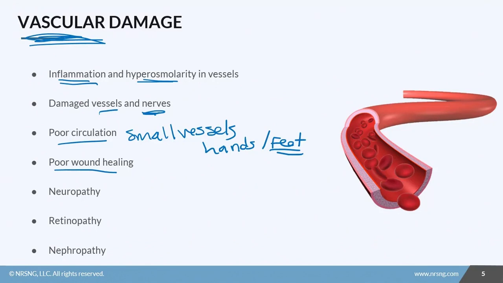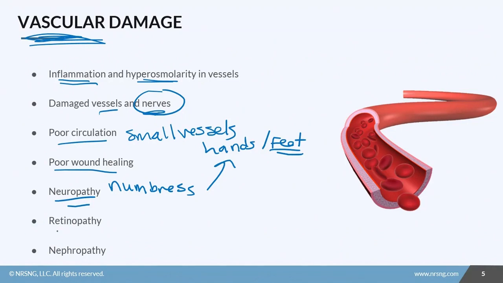Now, the other thing we'll see is neuropathy. That's because of the damage to those nerves. So they'll get things like numbness and tingling, again, especially in their hands and feet, those smaller nerves, those smaller vessels. And of course, that just makes the poor wound healing worse because they can't feel when something's going wrong. They can't feel that they have a wound there.